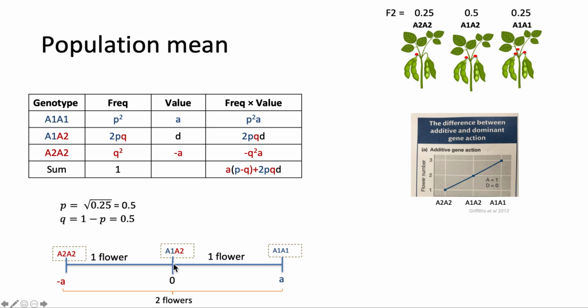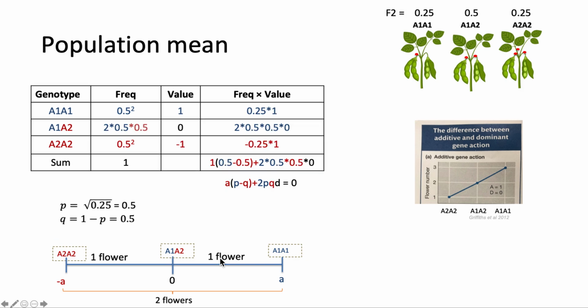So the difference between those two homozygous lines is two flowers. The midpoint between those homozygous is 2, but here we are going to represent that midpoint as 0. The difference between that midpoint and each homozygous is just one flower, because the difference between both homozygous is 2, so half of that difference is just one flower. With that information, we can estimate that the value of A is equal to 1 flower.